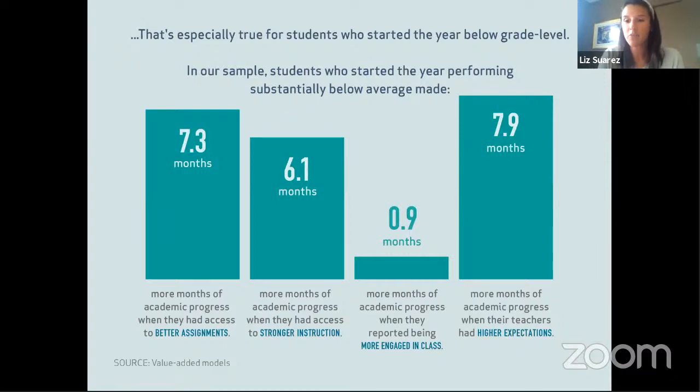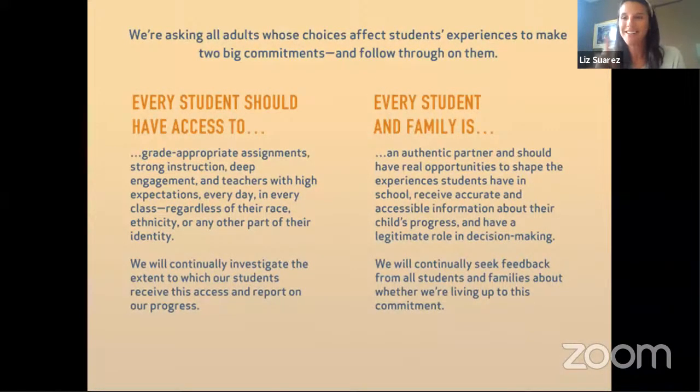So now we're gonna switch gears. No, we're not yet. These commitments are very important. So the commitments that we asked everyone to make when we published this report become significantly more important now. The first commitment that we asked is that every student should have access to the 4 key resources, regardless of their race, ethnicity, or any other part of their identity. And we'll continue to investigate the extent to which our students receive access and report on progress.